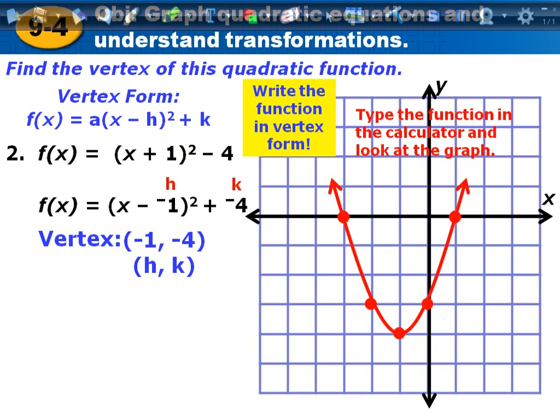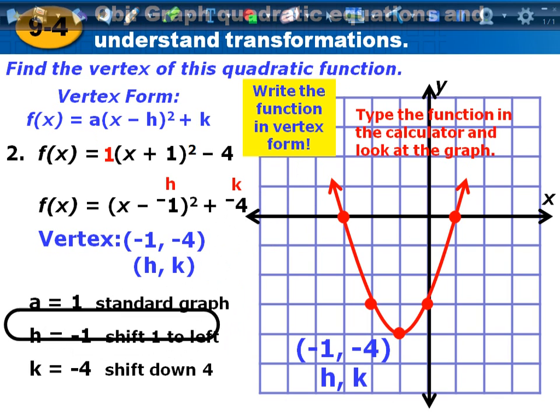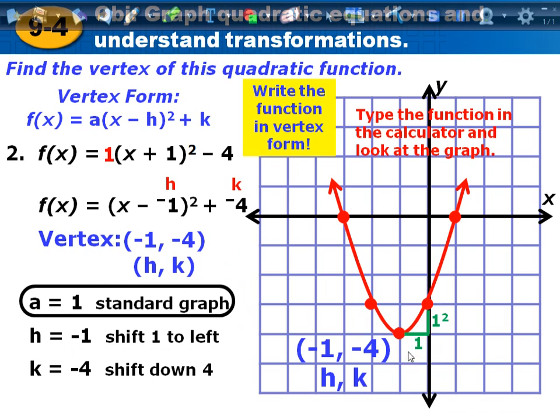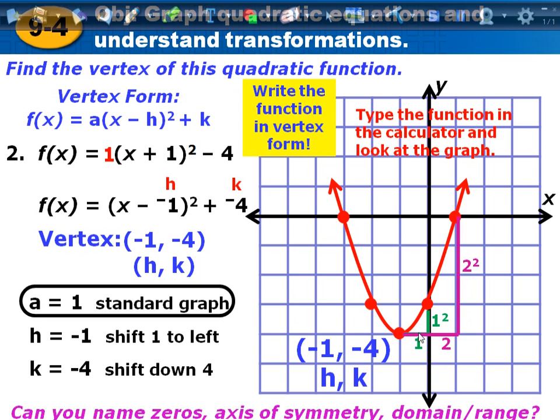Again, we're going to plot the vertex whenever we do go to graph, and your vertex is right here at negative 1, negative 4. I have a 1 in front of the parentheses if nothing's there, so that means I have what's called a standard graph if a is 1. So I go to the right of my vertex 1 space and I square 1 and get 1. If I go to the right 2 spaces, then I square 2 and I get 4. And there's where I know my other point is, and I do the same thing to the left.